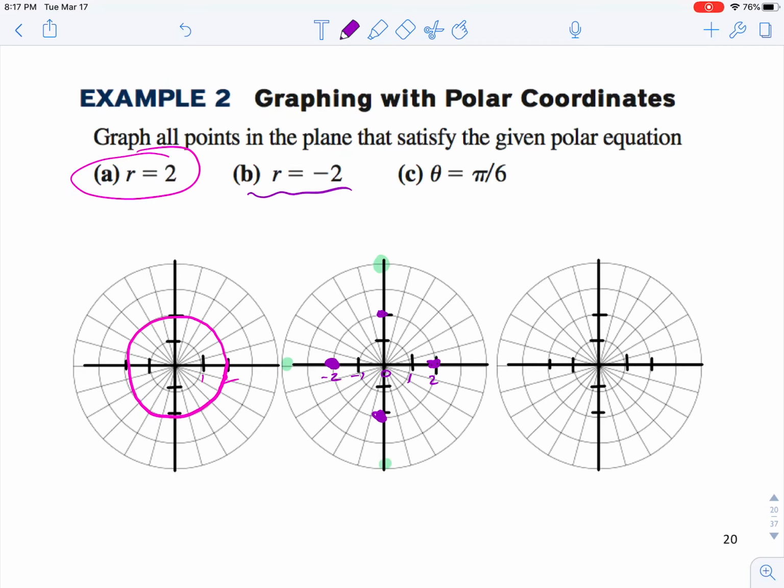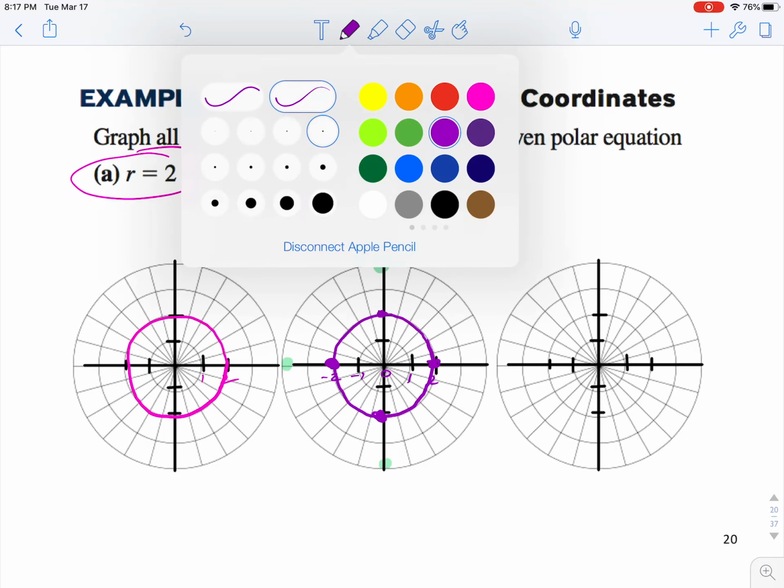And hopefully you're kind of getting the idea. If I move to 3 pi over 2, r of -2 would be up here. So it actually just, once again, gives me a circle of radius 2. So it doesn't matter whether r is positive or negative, it will give you a circle of that radius, the absolute value at least of r.